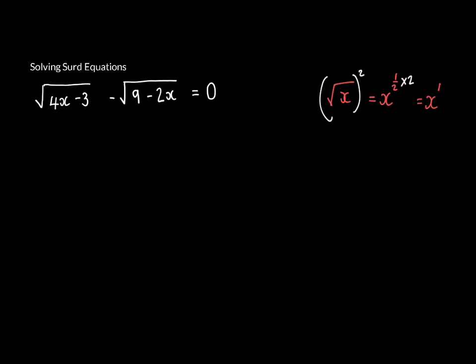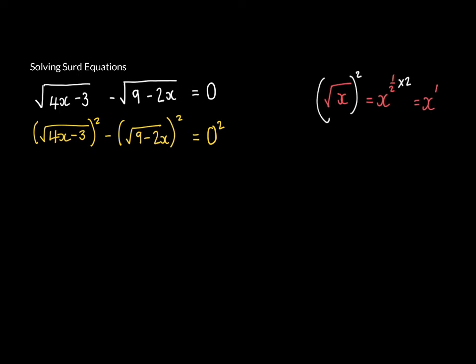So we're going to have, in brackets, the square root of 4x minus 3, squared, minus, in brackets, the square root of 9 minus 2x, squared, is equal to 0 squared. We need to square both sides, but 0 squared is still just going to give us 0. So what we'll do next now is we'll notice that, just like we did over here, that square root sign is going to be taken away by that squared over there, and we're just going to have x left.